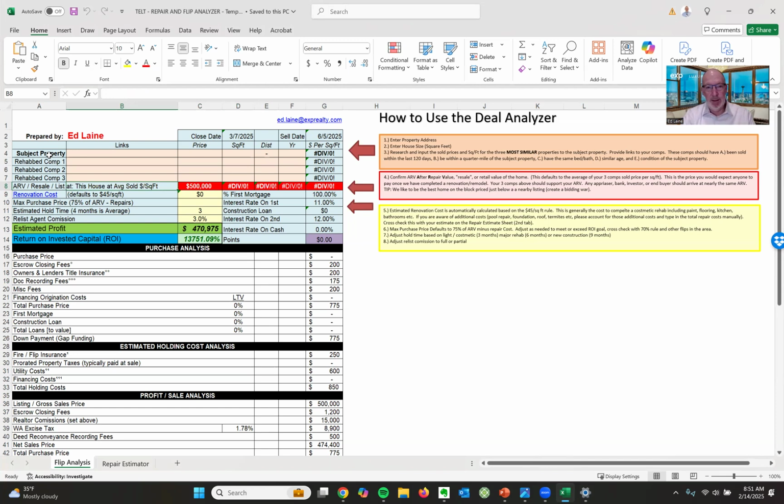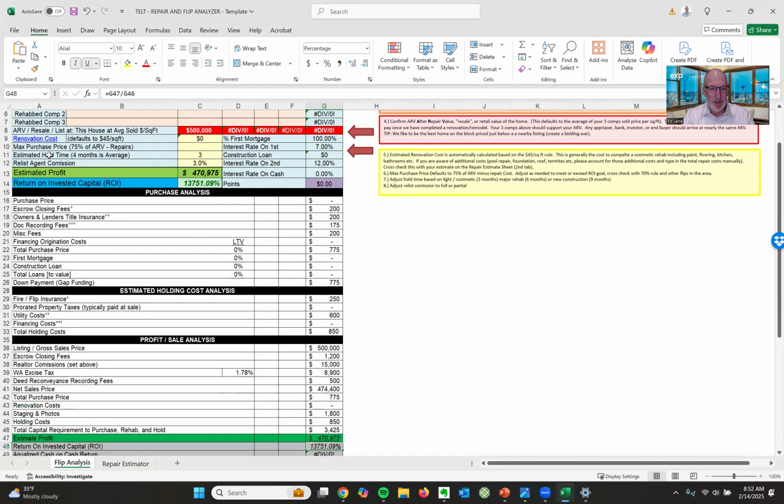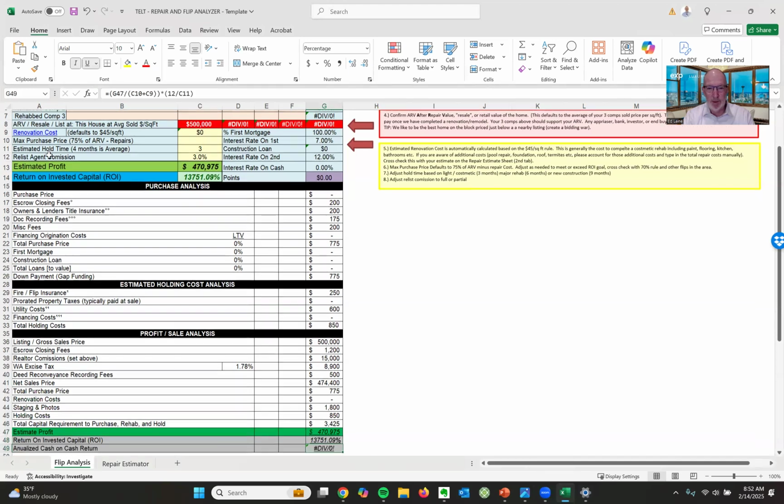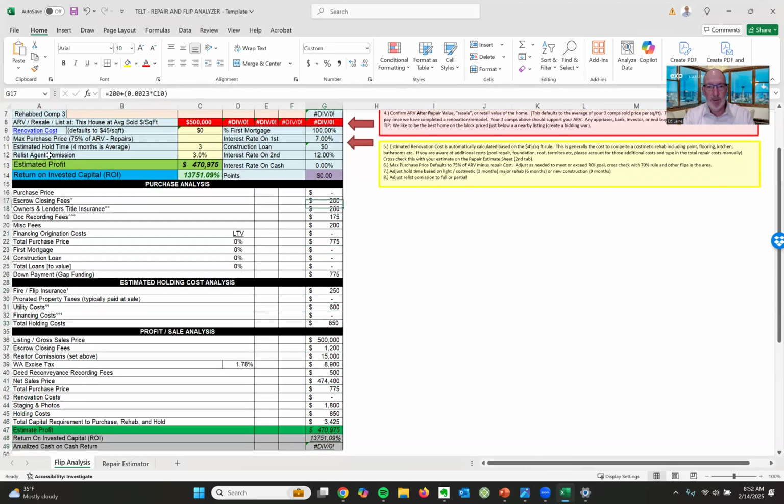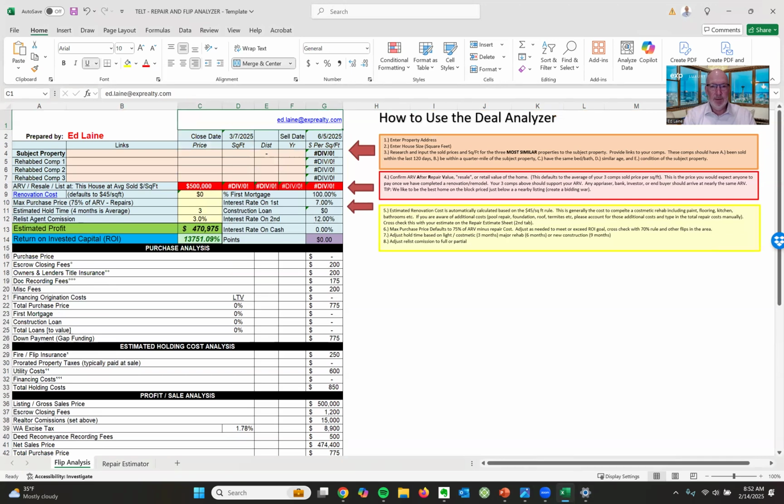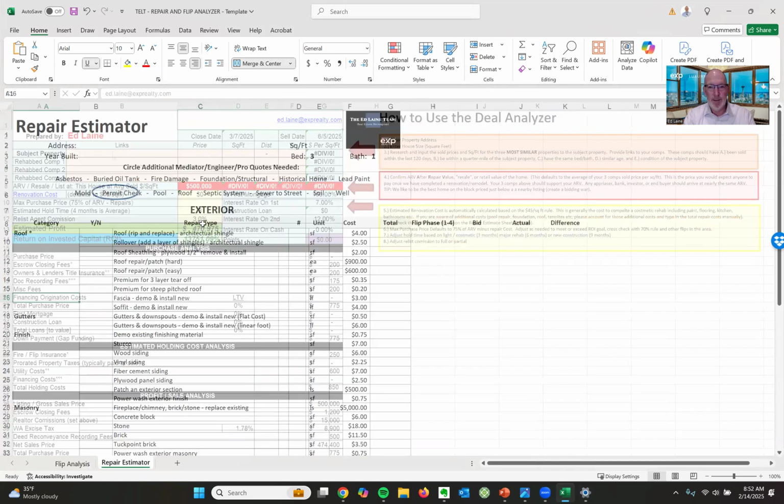So it's all built in, the formulas all work, and it's pretty easy. It also allows you to factor in interest costs if you're going to use a hard money loan or a better loan or whatever, right? And then it pours down through and spits out what your estimated profit will be and what your ROI will be. Now, this part pulls the repair costs from this second tab.